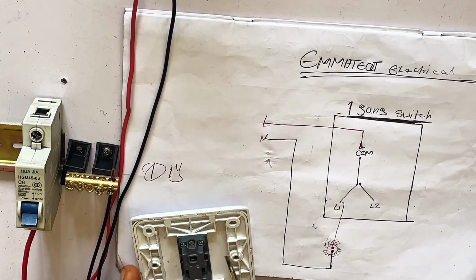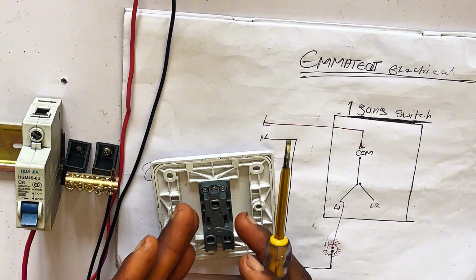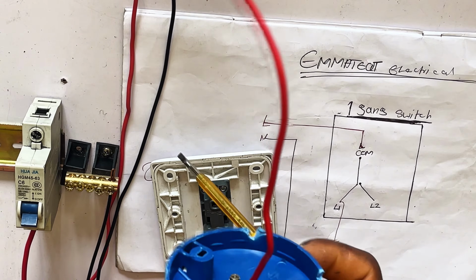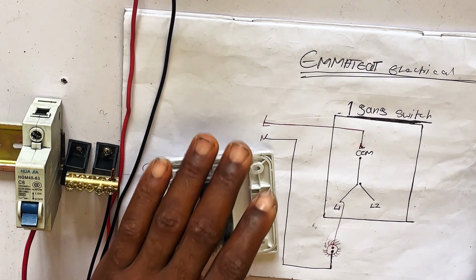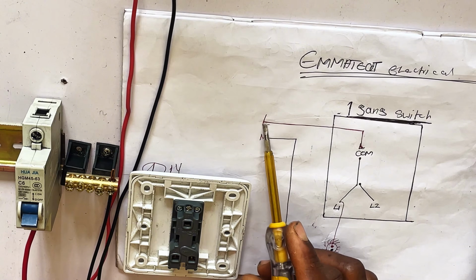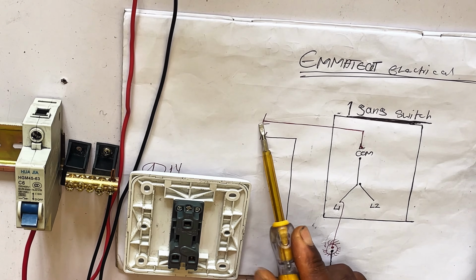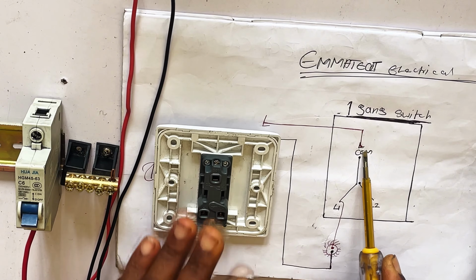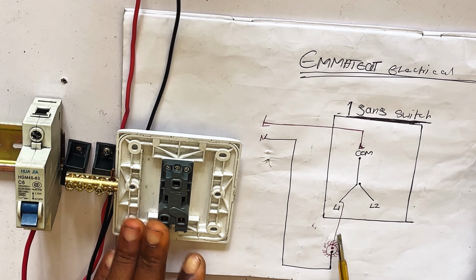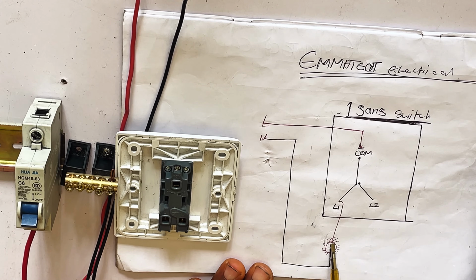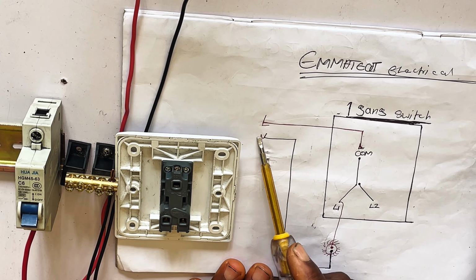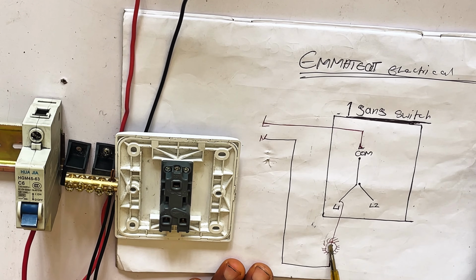If you want to use this one-gang switch to control a light bulb, here you can see my live wire and this is my neutral wire. I connect my live wire from here to the common terminal of my switch. Then from L1 I connect my light bulb. Then I connect my neutral from here to my bulb.